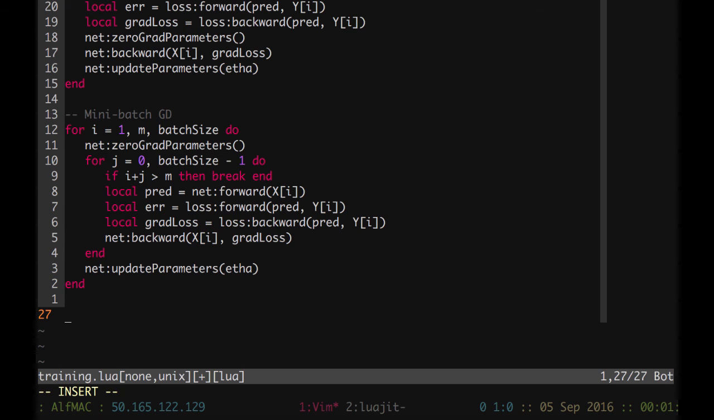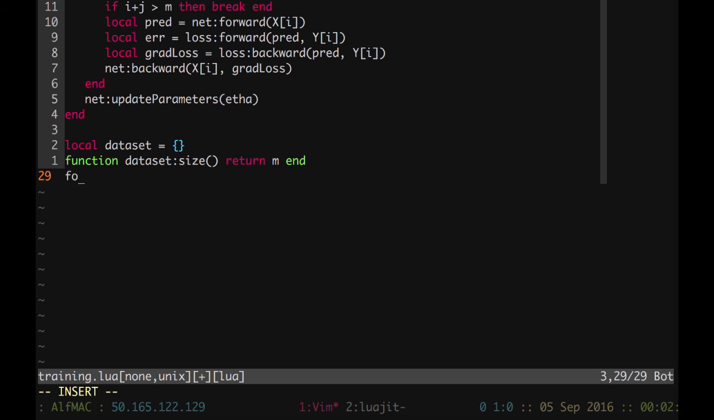So the treat is basically, I have to provide a data set to start with. So we have a data set, which can be an empty table at the beginning. And then this table has to provide a size, which simply returns m, the size of the dataset. So far nothing too complicated. And then we have for i equal 1 to the size of the dataset, please populate dataset element i. It's going to be a table where the first element is the example, and the second element is the label.